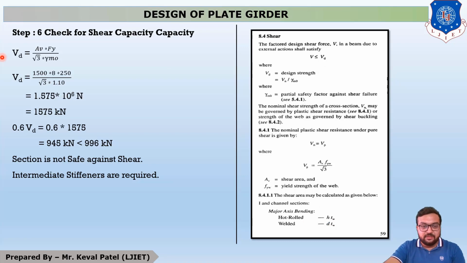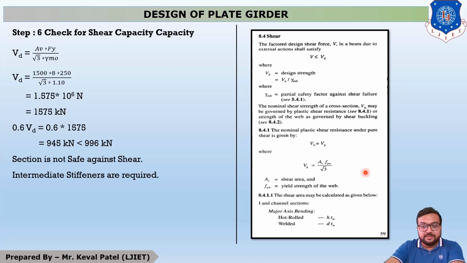Now what is the value of D? It is 1500, into tw, which means thickness of web. So it is 8 mm, which is assumed. You can also assume the thickness of web is 8 mm or 10 mm or 12 mm, whatever. Basically it is in the range of 8 to 12 mm. So students, after putting all these values, we will get our answer 1575 kilonewton.